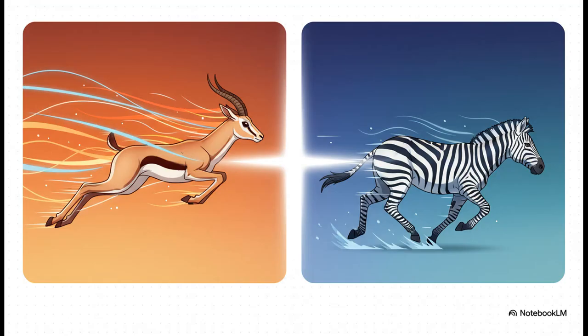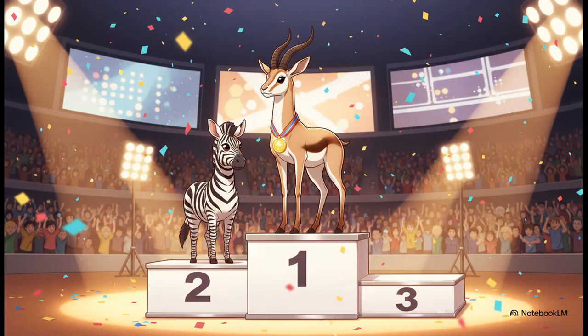So let's imagine we've got a gazelle racing a zebra. The data is in, and it's clear. One is faster and one is slower. The stage is set for a clear victory. And the result is in. The gazelle is faster than the zebra. That little phrase right there, faster than, that's the key. That's our tool for this round. It creates a clear winner and loser.